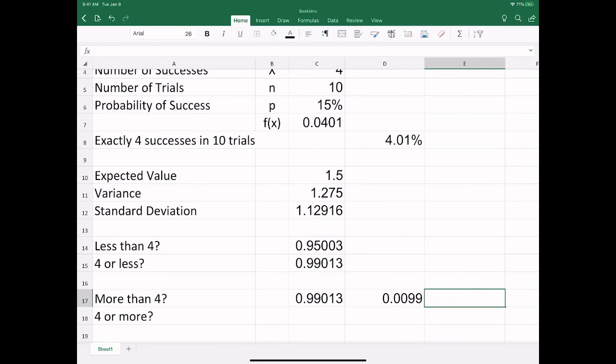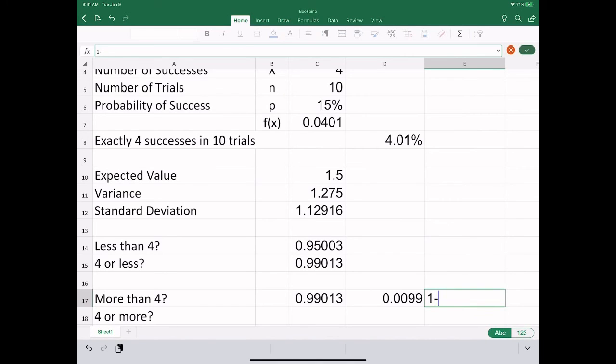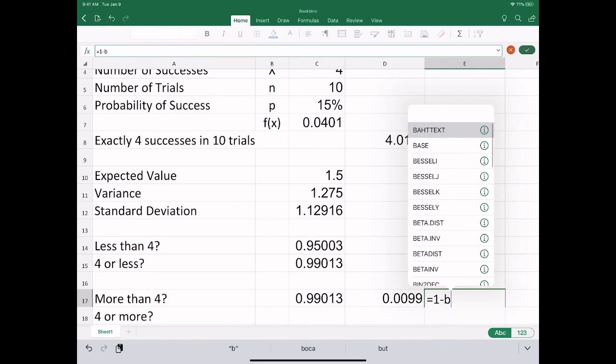Now, if you're lazy, and I keep telling you that I'm lazy, and you're doing a more than problem, you could do it only in one step. By recognizing you're going to want to subtract your answer from 1, you start out by saying 1 minus, and now you do your binomial distribution. I forgot my equal sign. Got to put your equal sign. 1 minus binomial distribution.